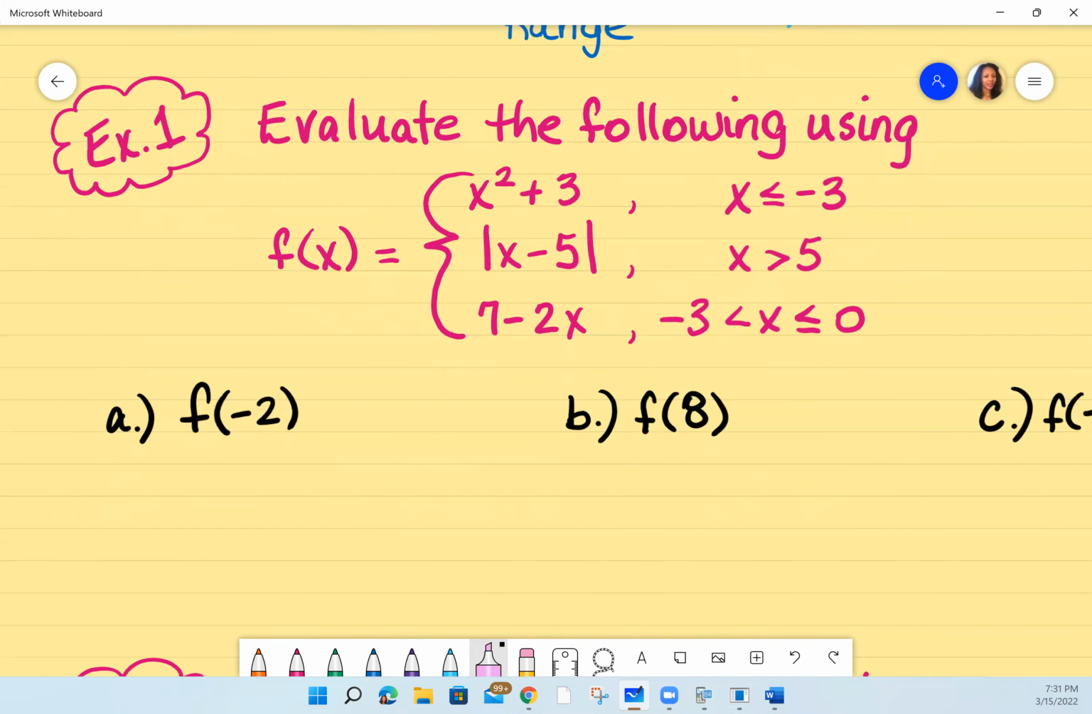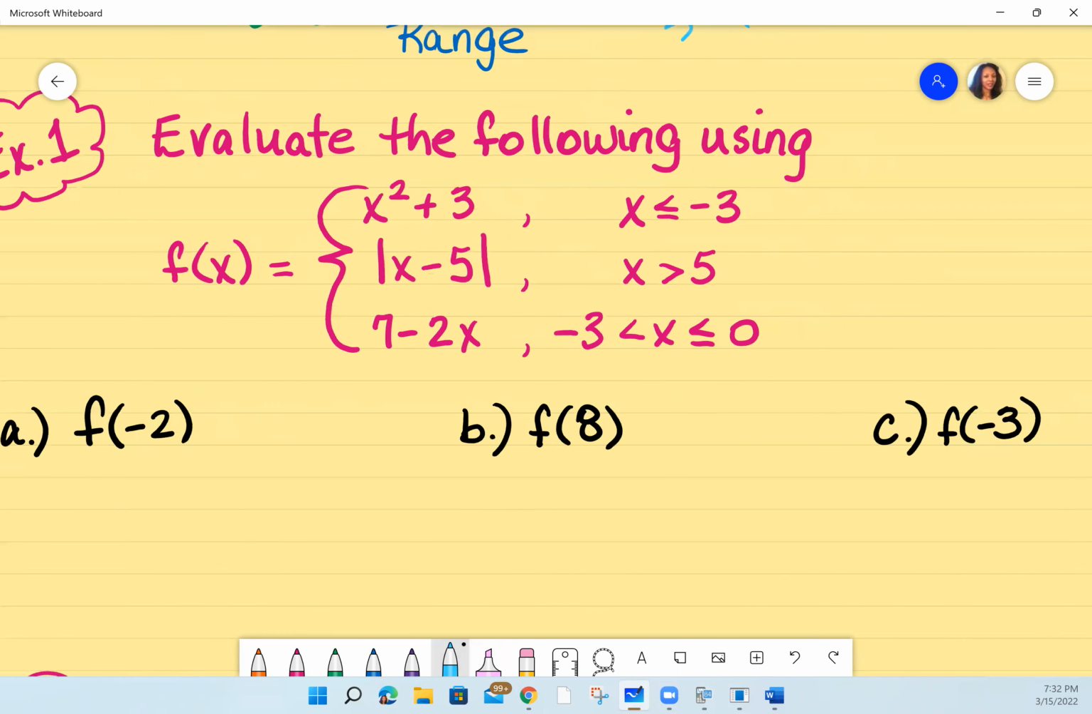So as I mentioned in the first example, we're going to evaluate the following using f of x is equal to, and then I have rules shown here with criteria. My criteria, you'll notice, has x's in them. So that's what I'm going to use to evaluate. That's how I determine which one of those rules goes with which. F of x represents my y, but I am going to replace the x with the number that's shown in the problem.